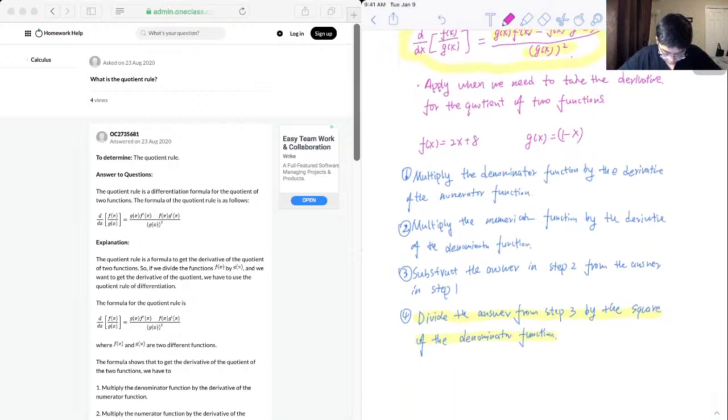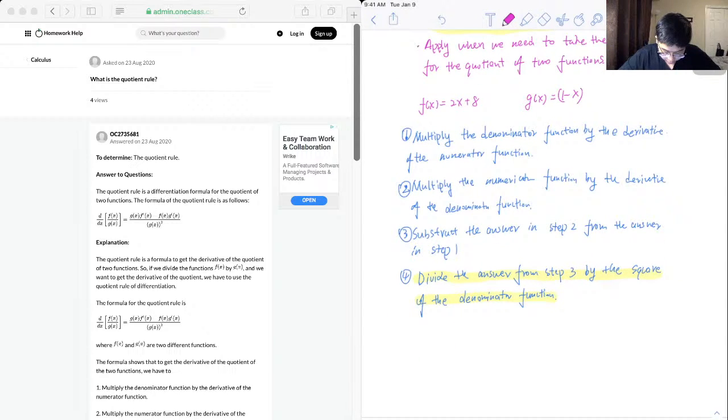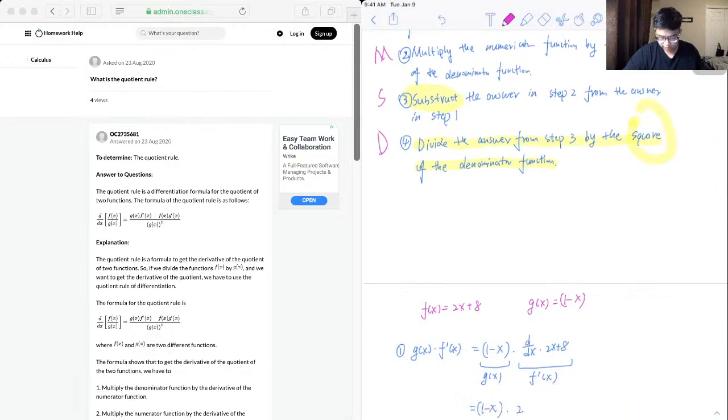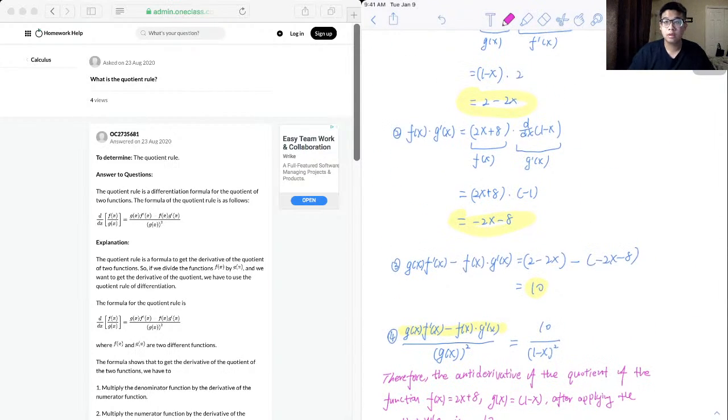So just make sure that, when you're dividing at step 4, don't forget it is a square of the denominator function. And don't forget it's subtracting on the third step. So just pretty much multiplication, subtracting, and dividing. Yeah, I think that's all we have for this question.